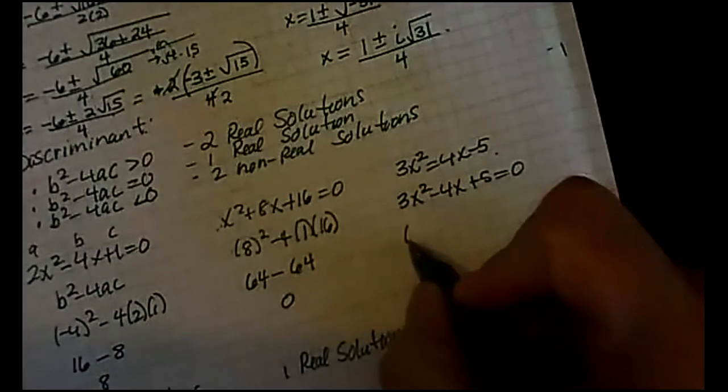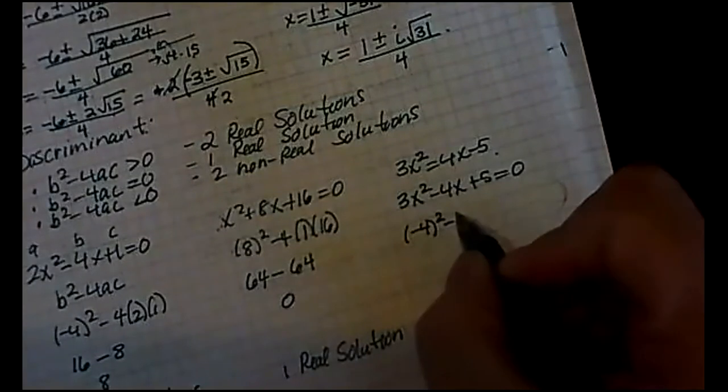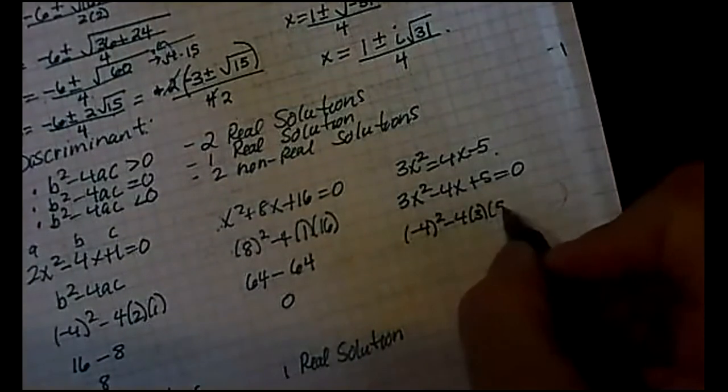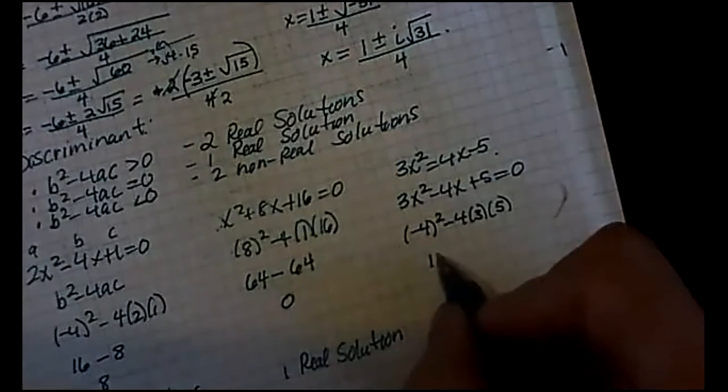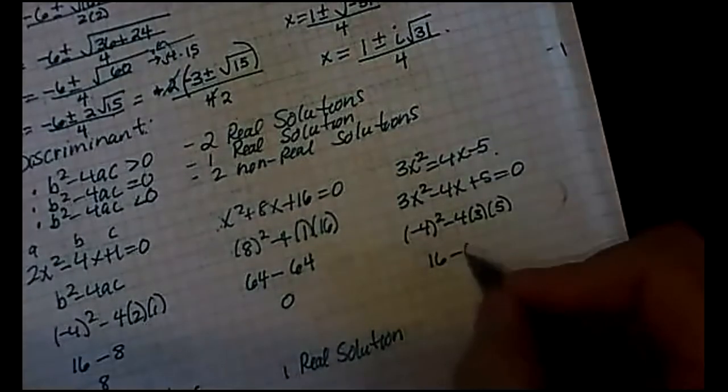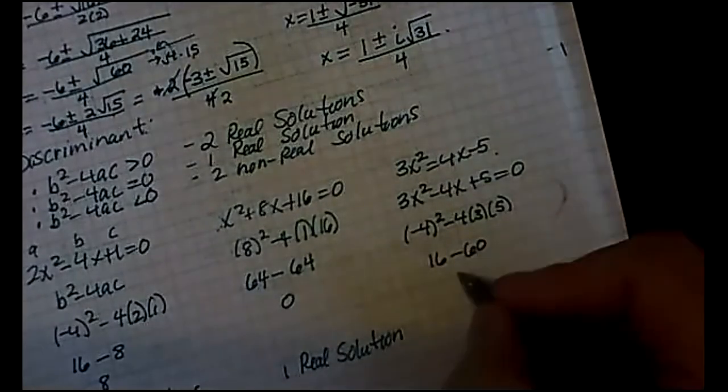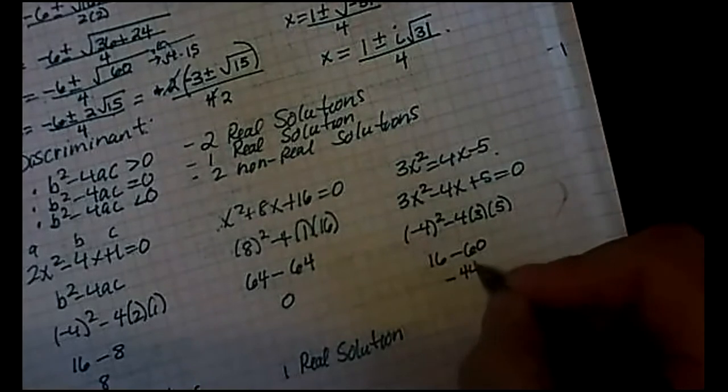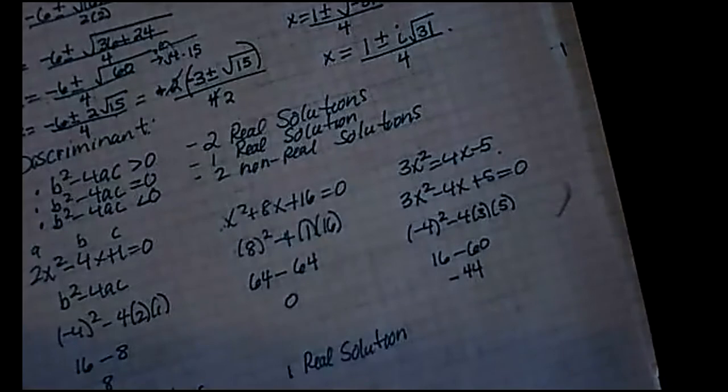So b squared minus 4 times a times c. So this is 16 minus 60. So this becomes a negative 44. So what happens if it's negative? That means that you have 2 non-real solutions.